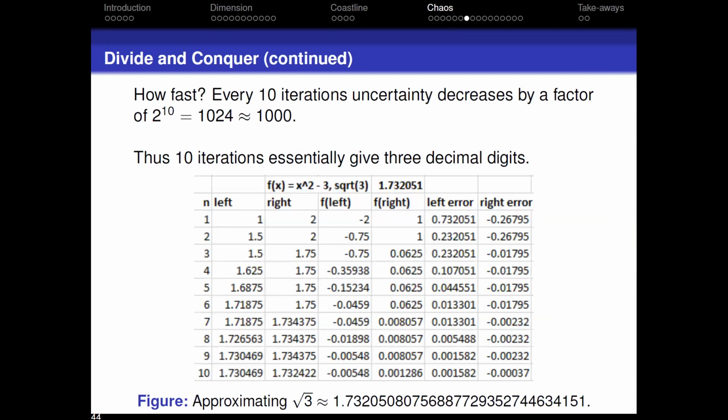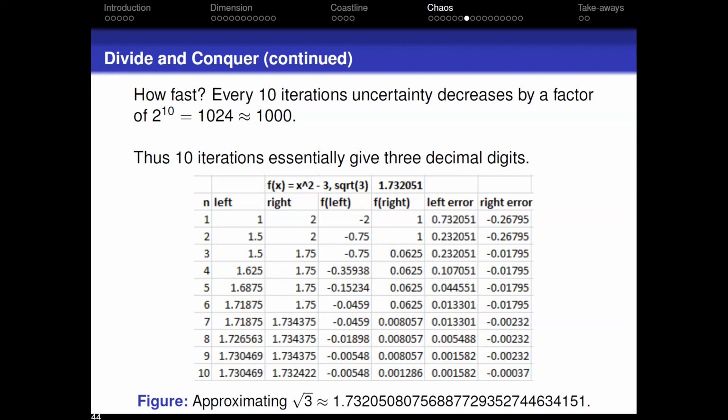So let's take x squared minus 3. If I want to solve x squared minus 3 equals 0, the roots are plus and minus the square root of 3. I want to actually calculate the square root of 3. So I want to figure out where x squared minus 3 equals 0. I know 1 squared is 1, 2 squared is 4, so it's somewhere between 1 and 2. I then look at 1.5. I see f of 1.5 is negative. So it's now somewhere between 1.5 and 2.